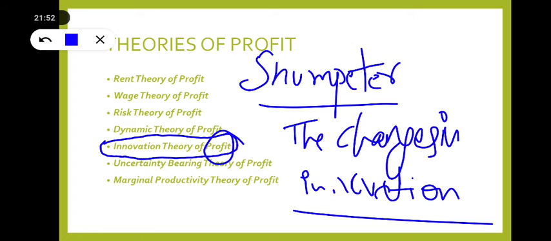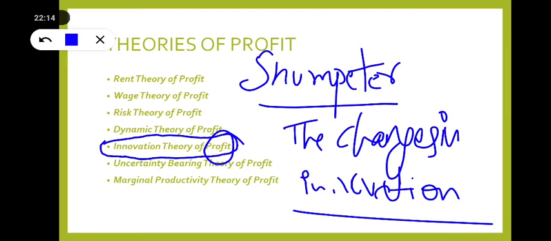Professor Schumpeter also explained his view on the functions of an entrepreneur. The entrepreneur organizes the business and combines the various factors of production. But this is not his real function. This will not yield him the profit. The real function of an entrepreneur is to introduce innovations in the business.